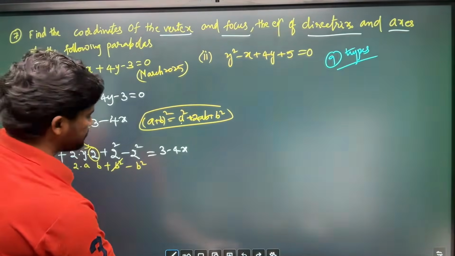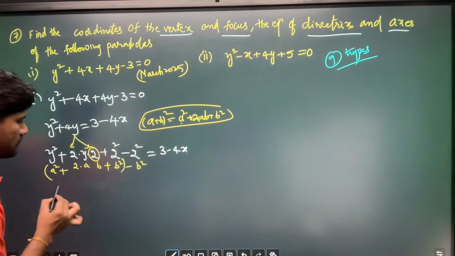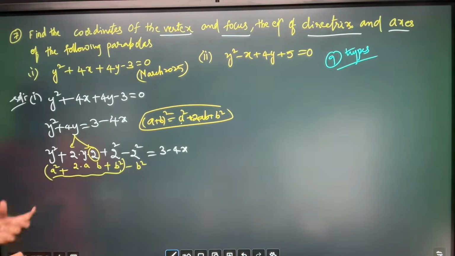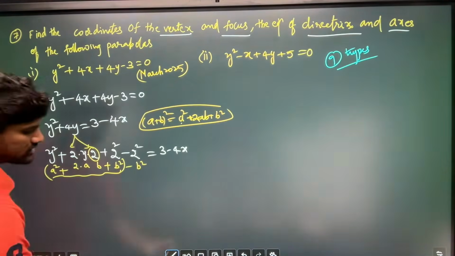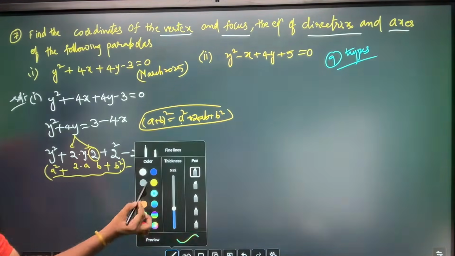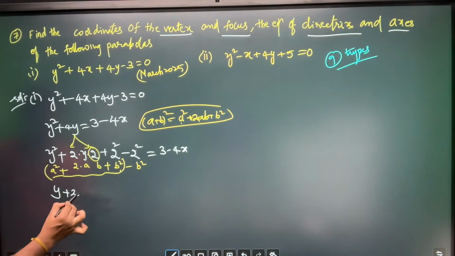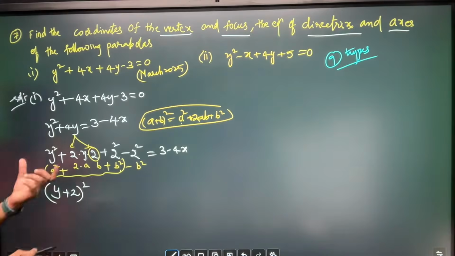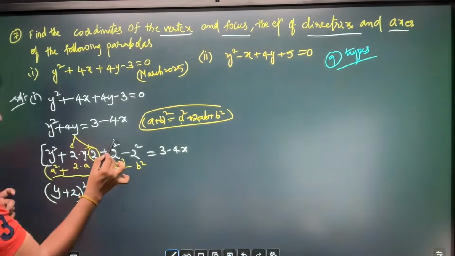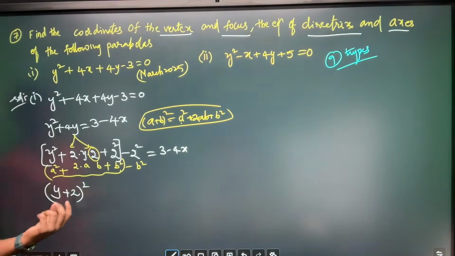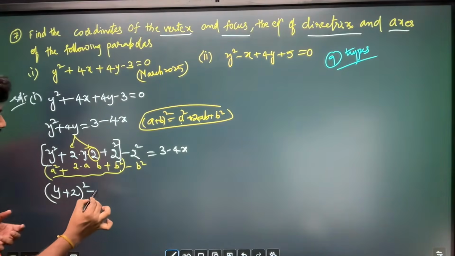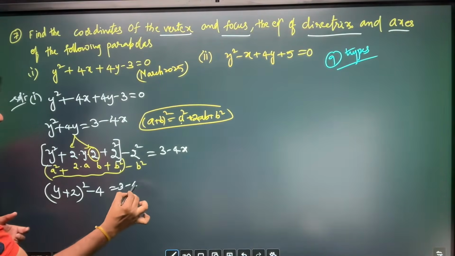So now observe these first three values. So this can be written as (a plus b) whole square, where what is the a value, what is the b value. So a is nothing but y and b is nothing but 2. Okay, so these first three values we can write as (y plus 2) whole square. Okay, next 2 minus 4 is equal to 3 minus 4x.